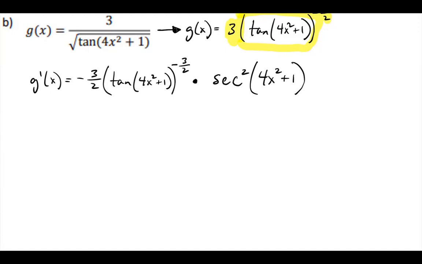One more layer, the layer on the inside: 4x squared plus 1. The derivative of 4x squared plus 1 is just 8x. Okay. Calculus is done. We're done with the derivatives.